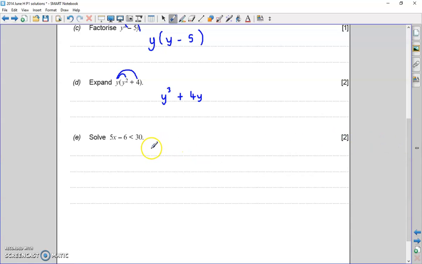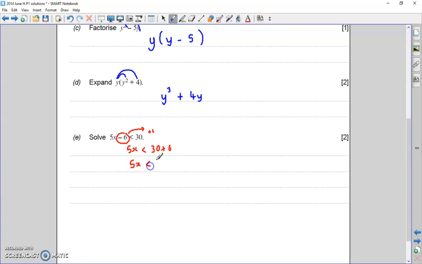Then inequality. Now people panic when they see an inequality. I don't know why. Just pretend it's an equals. I know it's not, but you can pretend it is until we get to the end. Just work through, do the opposite. That minus 6, that goes to the other side and becomes a plus 6. Okay, so 30 plus 6 is 36.